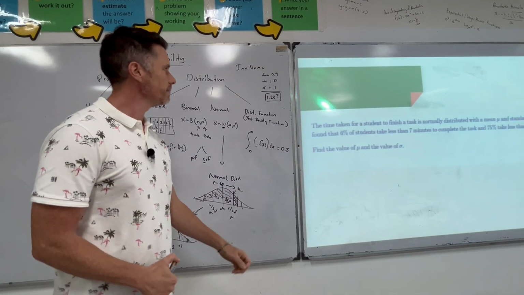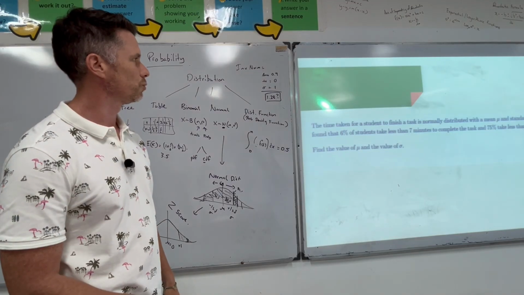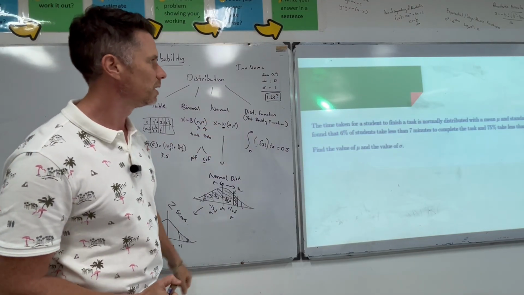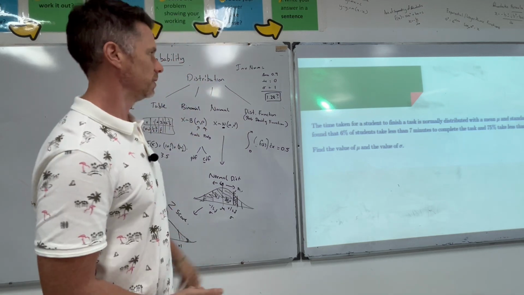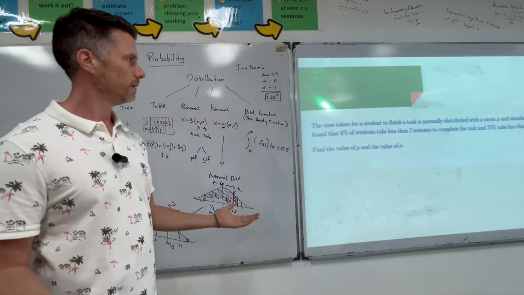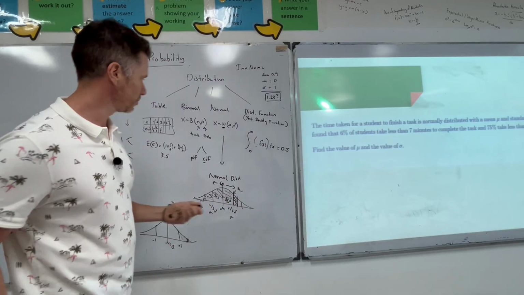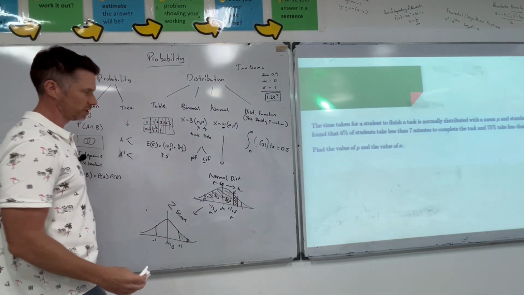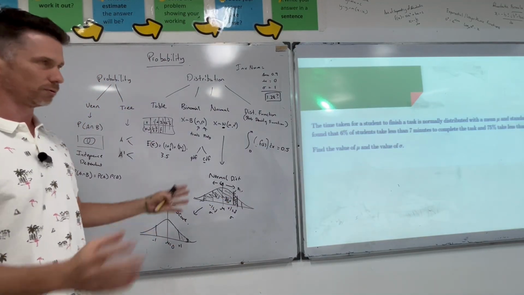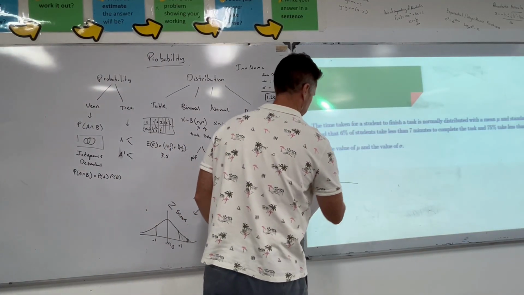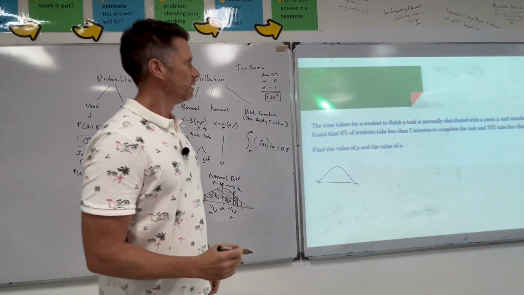The time taken for a student to finish a task is normally distributed. Okay, so we're in normal distribution here. The mean and standard deviation are not given. Right, mean and standard deviation are not given. So for any sort of normal distribution question, if it's not drawn already, I would draw it. I think it gives you an idea of what you're looking at.